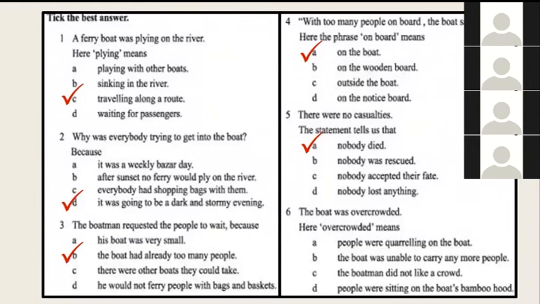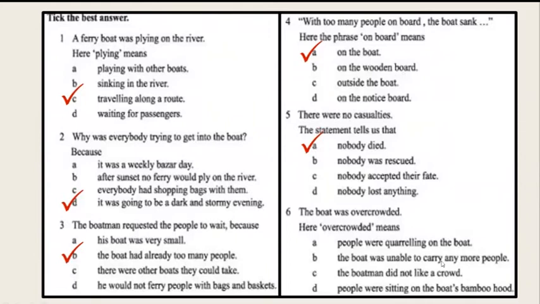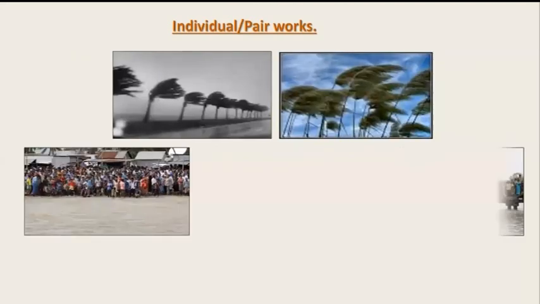Okay, the boat was overcrowded means? People were quarreling on the boat. The boat was unable to carry any more people. The boatman did not like a crowd. People were sitting on the boat's bamboo hood. Which one is correct? The boat was unable to carry any more people. That's good, Rafiq and Fabiha. That means the boat was overloaded with the people, right? Thank you all. Okay, so individual works.